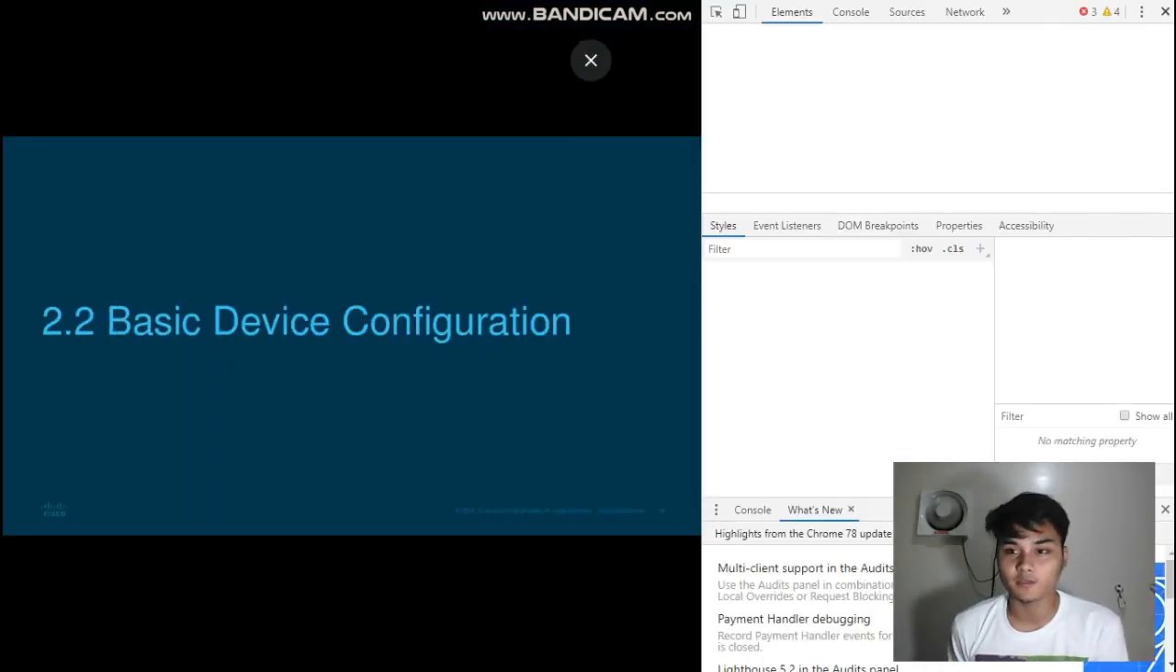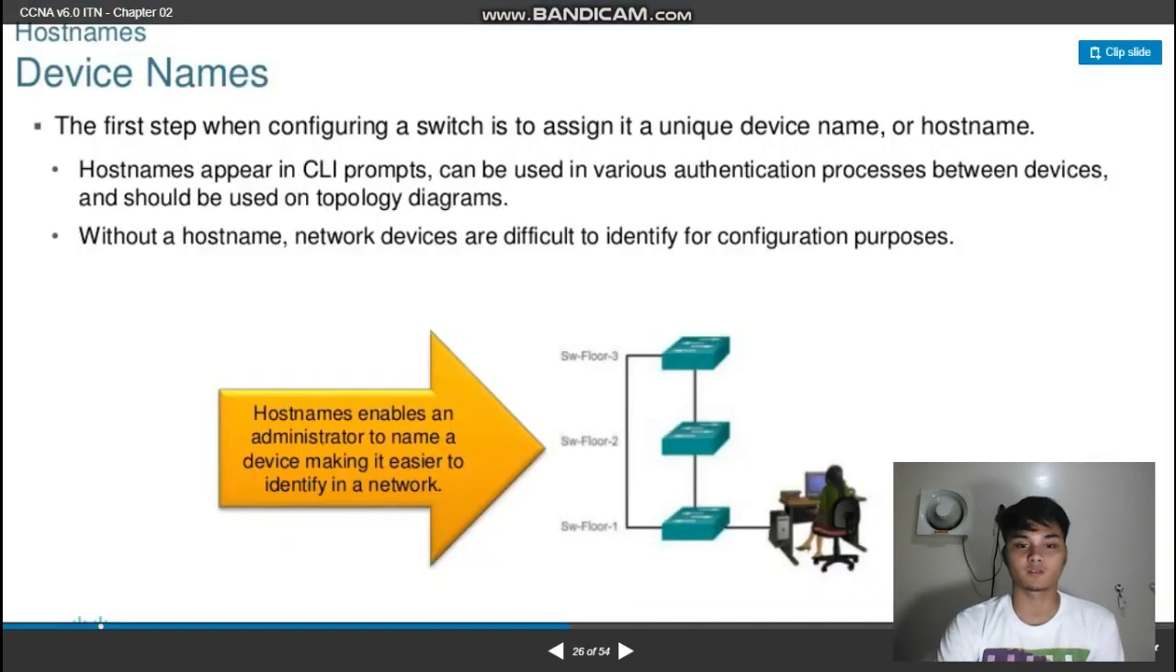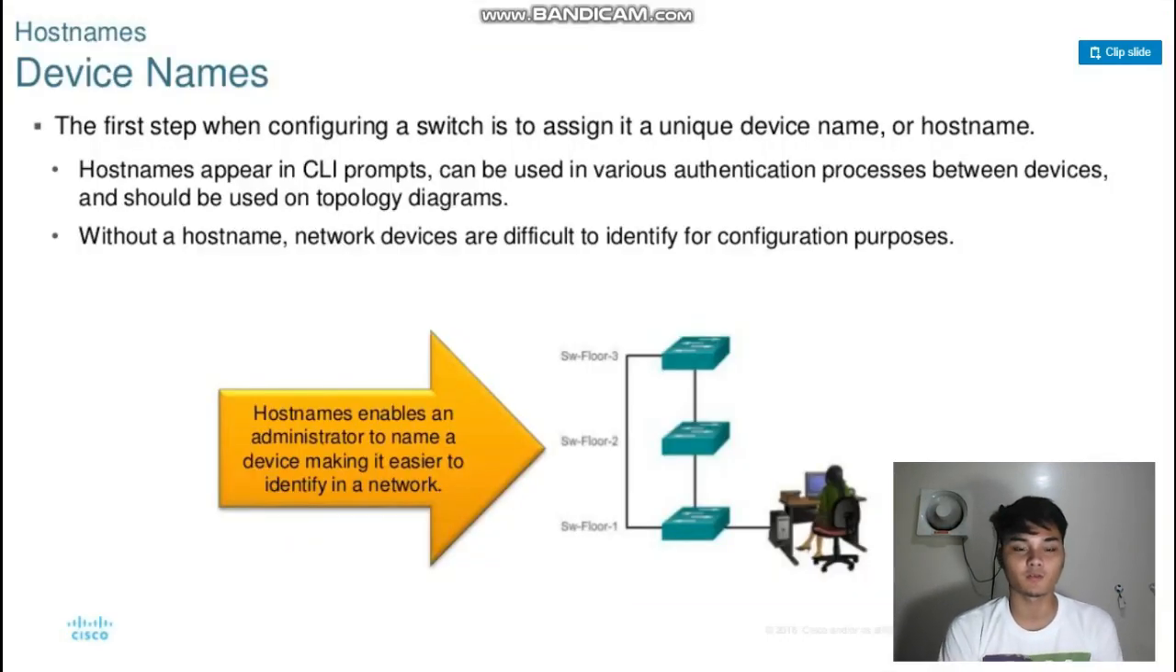So, basic device configuration. We have the device name. As you can see, we have three switches, which enables an administrator to name a device, making it easier to identify in a network. We have switch floor 1, switch floor 2, and switch floor 3. Without a host name, network devices are difficult to identify for configuration purposes. So you have to label or name the switches or routers.